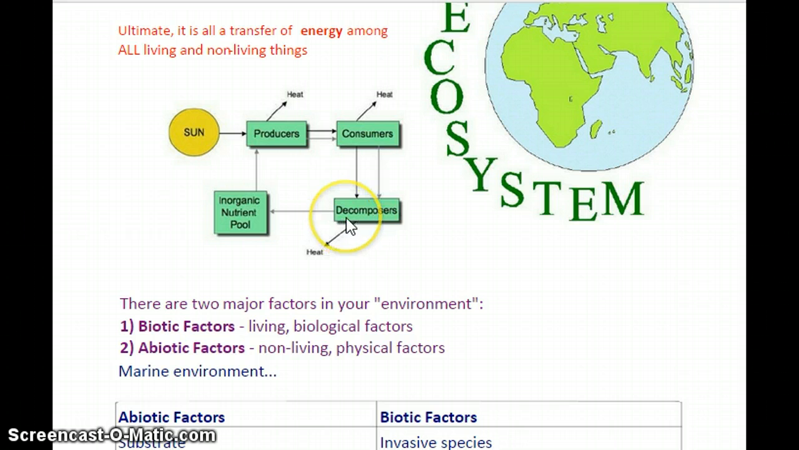What's left after something has decomposed are nutrients, basically inorganic nutrients that are in the soil. Usually they make the soil really nice and rich so that more things can grow. And so the producers can then use that as their nutrient pool to grow from. So that's our little circle of life right there.